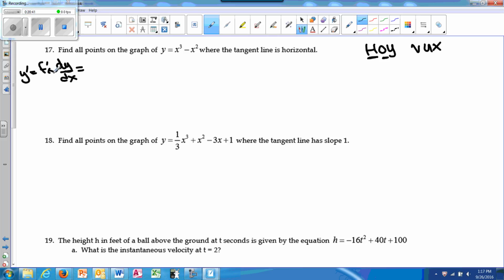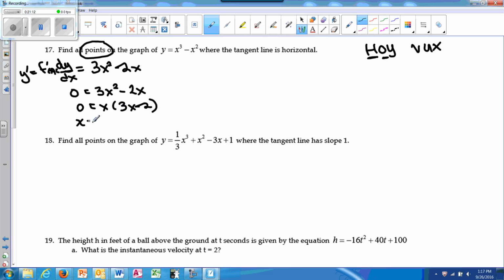Okay, for the next part, we're going to find all points on the graph where the tangent line is horizontal. So this is where your Hoy box is going to be extremely important. Horizontal is where you have a zero slope. So that means the derivative, and this is just another notation, if we said y prime or f prime. So our derivative, using the power rule, is 3x squared minus 2x.